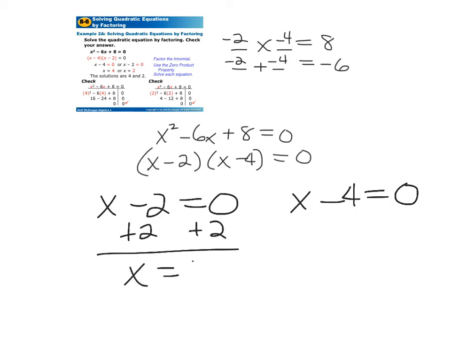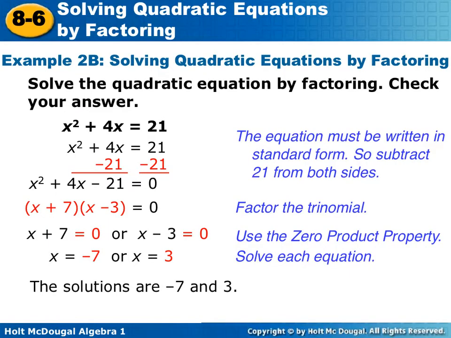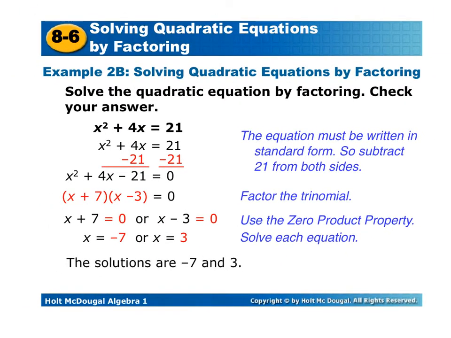My first solution is positive 2. And my second solution is positive 4. Make sense? So now that you reviewed the factoring, this lesson shouldn't be that difficult. Okay, here's another one. Notice this one is not in standard form.